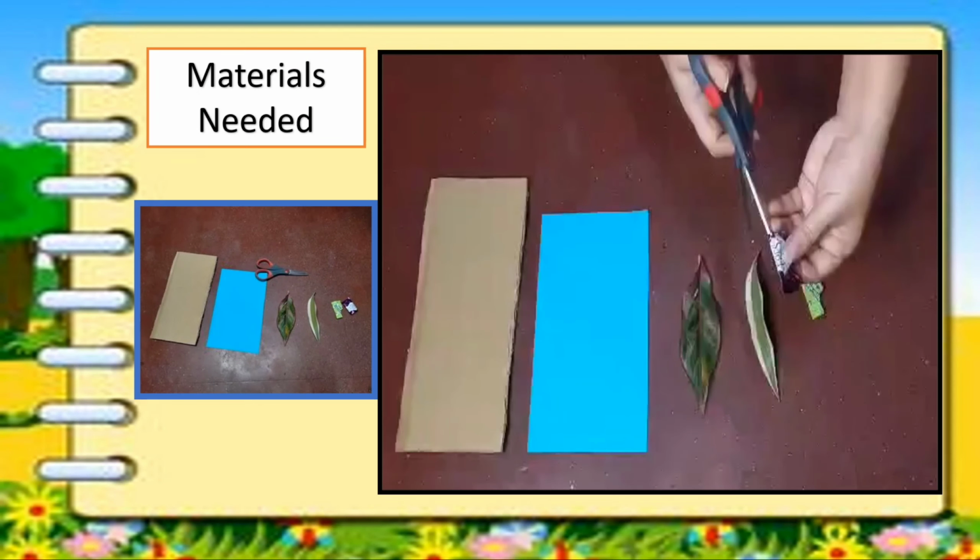Again, I want you to look at the activity. These are the materials needed: candy wrappers, leaves, a piece of paper, and a cardboard or carton. Observe what will happen to the materials when being cut.